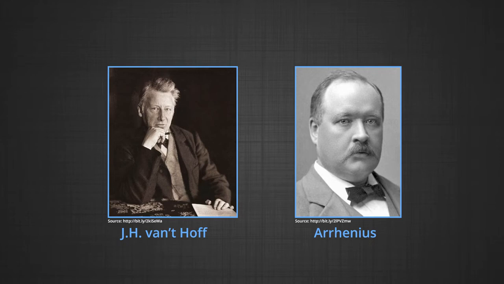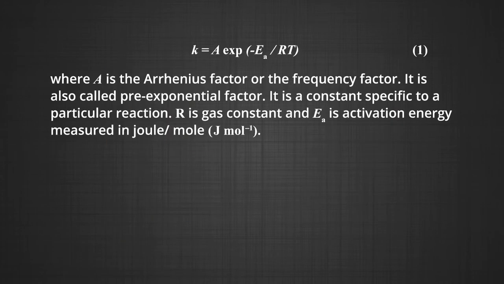It was first proposed by Dutch chemist J. H. Van't Hoff, but Swedish chemist Arrhenius provided its physical justification and interpretation. The equation is k = A e^(-Ea/RT), where A is the Arrhenius factor or the frequency factor. It is also called the pre-exponential factor. It is a constant specific to a particular reaction. R is the gas constant and Ea is the activation energy measured in joules per mole.